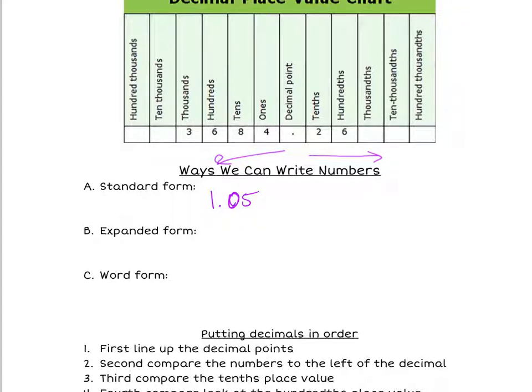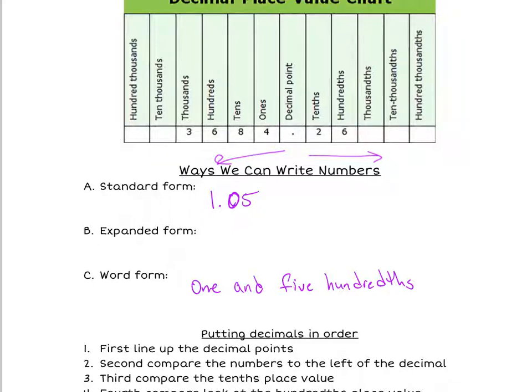So to do our 1.05, we would say 1 and 5 hundredths. That would be word form. So we're actually writing out the words. Or how would you read the number?